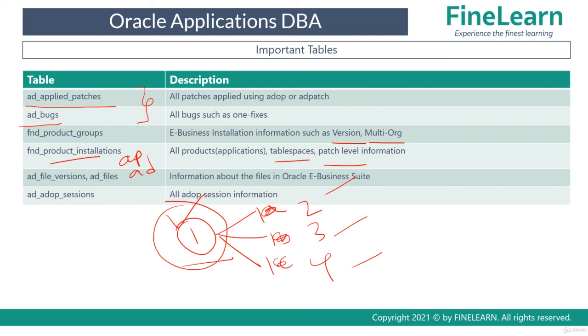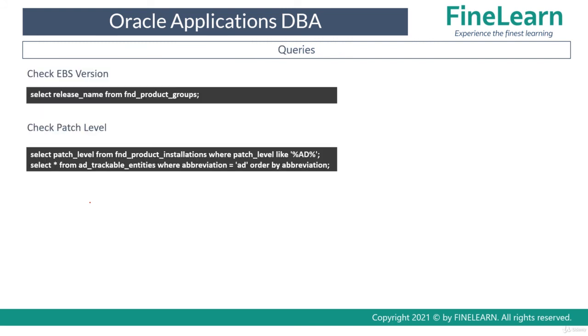AD_FILE_VERSIONS and AD_FILES are two other important tables where you can find information about the files. AD_ADOP_SESSIONS contains information about all ADOP sessions. We will see ADOP sessions in the next lesson in detail. Now let us try to see some basic queries related to the discussed topics.